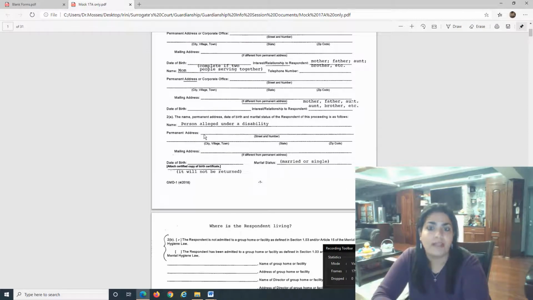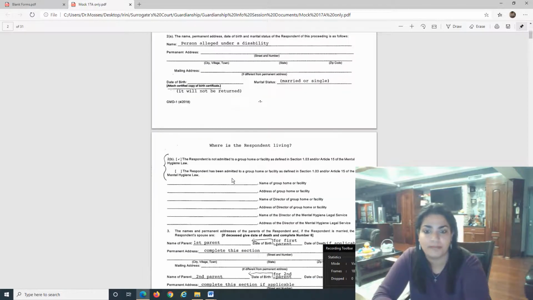So the name, the address, date of birth, marital status, and don't forget that you would attach a copy of the original birth certificate. So it's the original birth certificate or a certified copy of the birth certificate. Don't forget, it's not going to be returned.